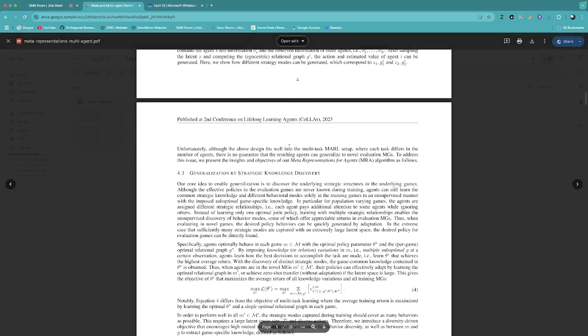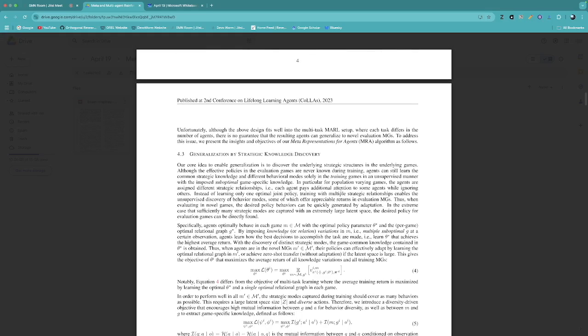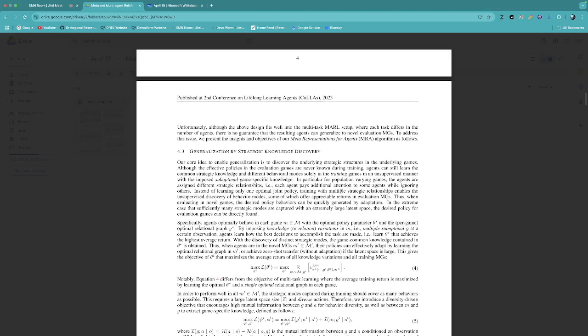Unfortunately, although the above design fits well into the multitask MARL setup, where each task differs in the number of agents, there is no guarantee that the resulting agents can generalize to novel evaluation Markov games. So this is where they present the insights and objectives of our meta-representation for agents algorithm, which is, of course, to follow up on this model to make sure that you have something that works for meta-agent, multi-agent reinforcement learning.